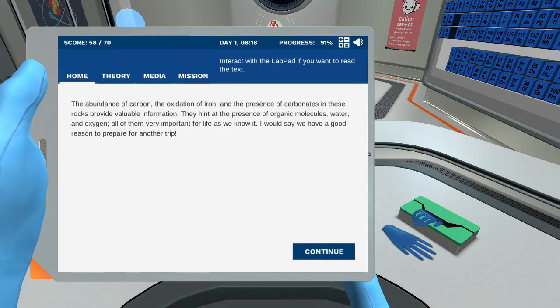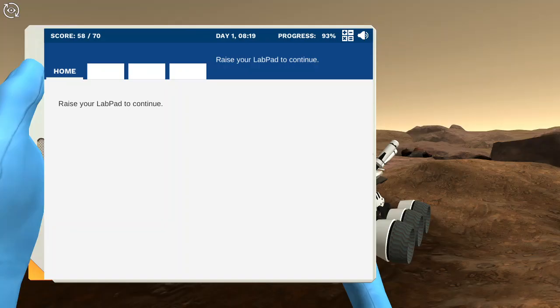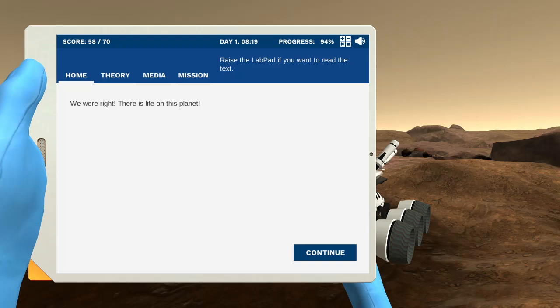The abundance of carbon, the oxidation of iron, and the presence of carbonates in these rocks provide valuable information. They hint at the presence of organic molecules, water, and oxygen, all of them very important for life as we know it. I would say we have a good reason to prepare for another trip. Ready for another trip to the exoplanet? We were right. There is life on this planet.